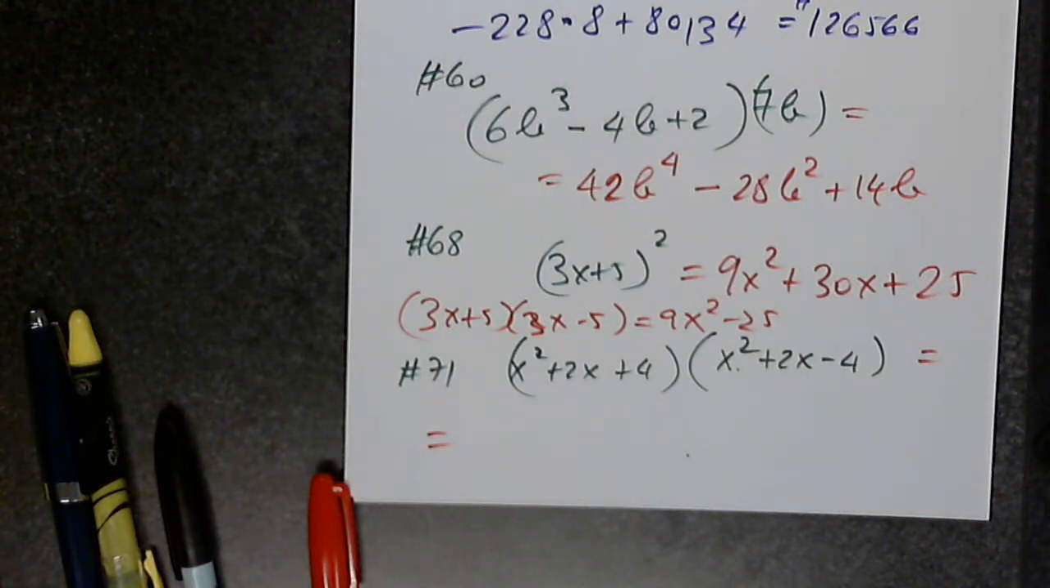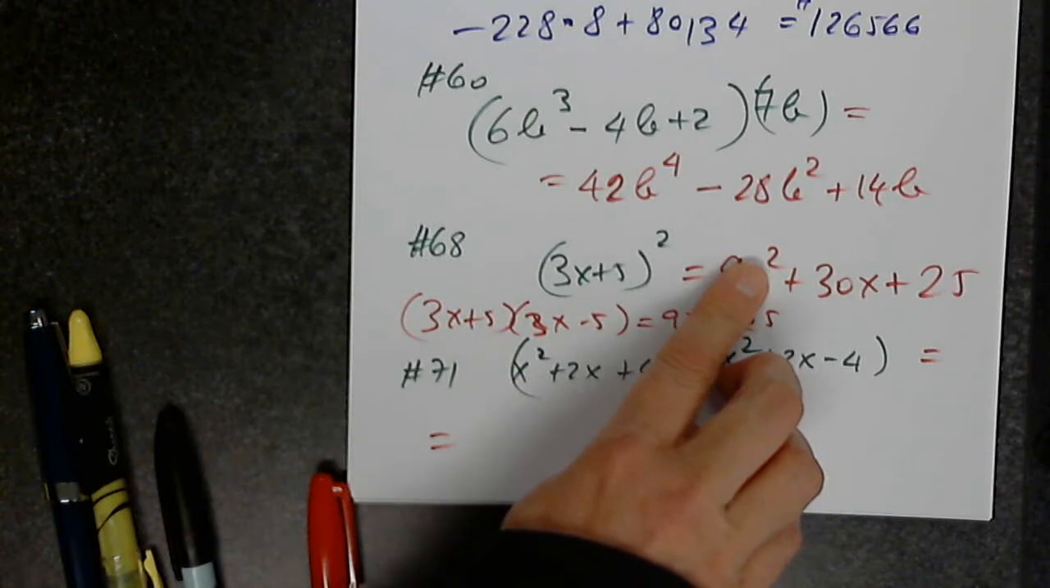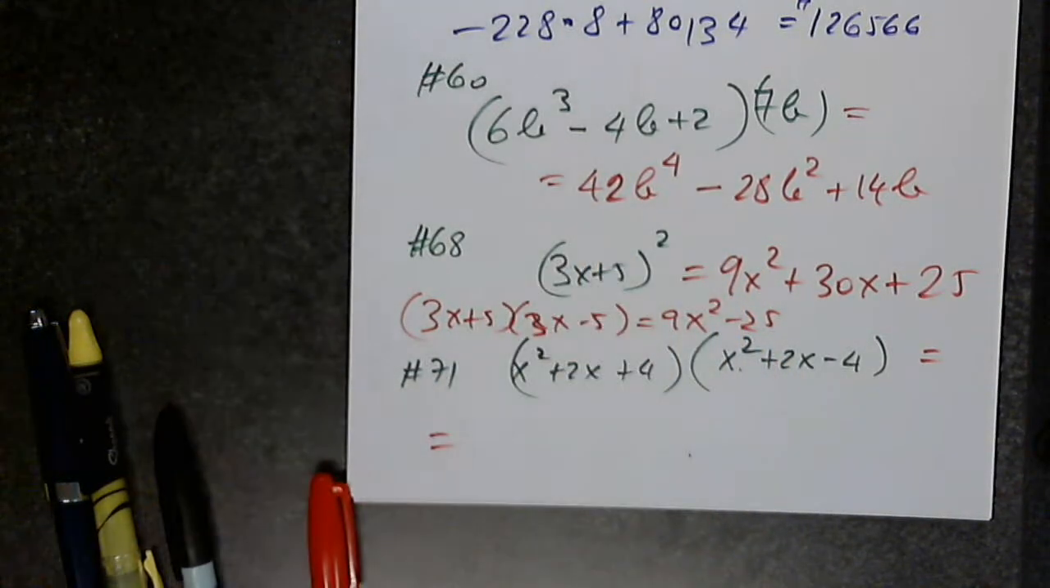Which problem are we looking at? 68. The special product says the first term squared. Chapter 5. Right. I'm trying to do chapter 6 stuff. Right. Okay, good. Can anyone dictate the first step in 71?